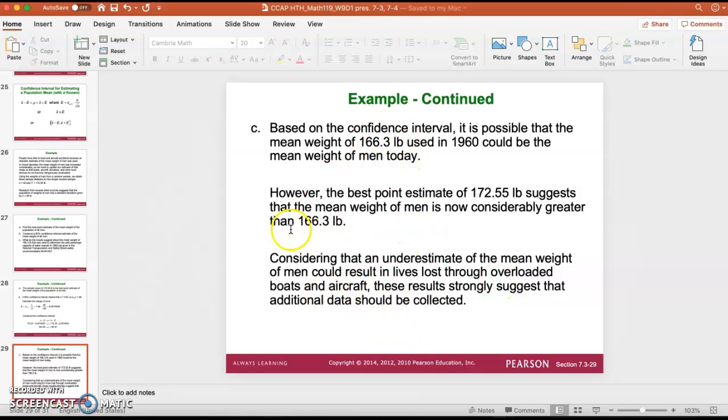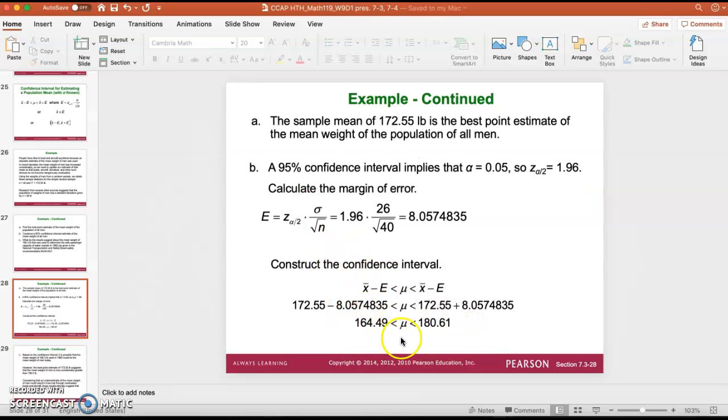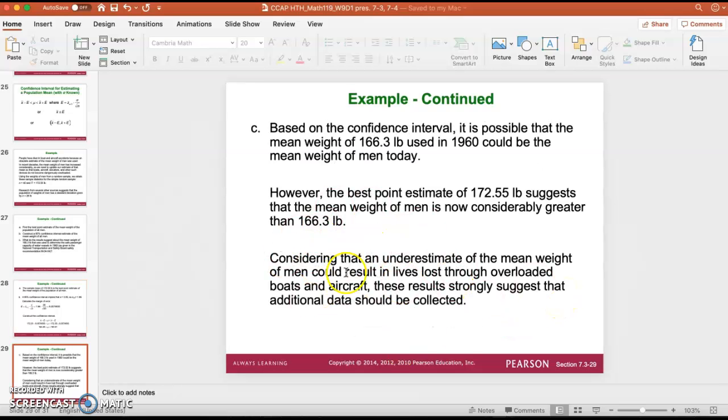At least this 166.3 pounds would technically fit inside that confidence interval, but this is just a little logical reasoning thing here. We would want to overestimate rather than underestimate, which is always best. So in a problem like this, you could argue that the 166.3 should be fine since it's in the confidence interval, but you could also argue that it just doesn't seem right, so you'd be safer overestimating.